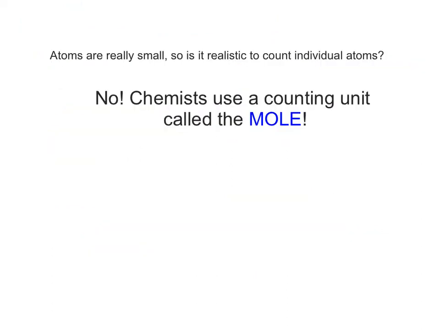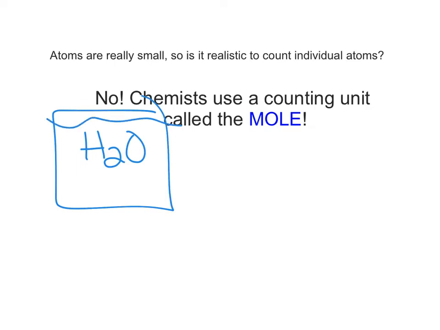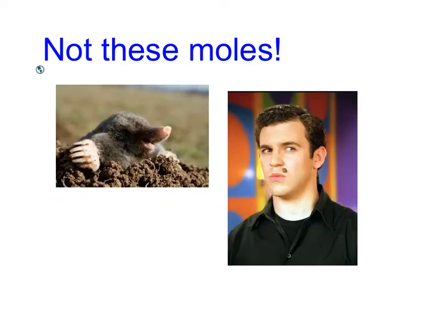Atoms are really small, so is it realistic to count individual atoms? If you think about a water bottle full of water molecules, it's not really realistic for us to actually count individually, because there are millions upon millions upon millions of water molecules inside even a glass of water. And so chemists use a counting unit called the mole. What do we mean by the mole?